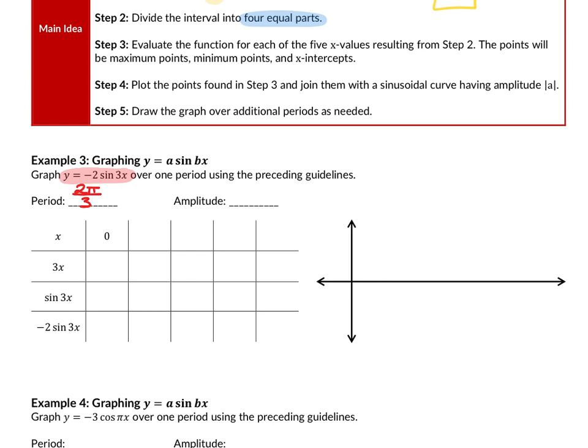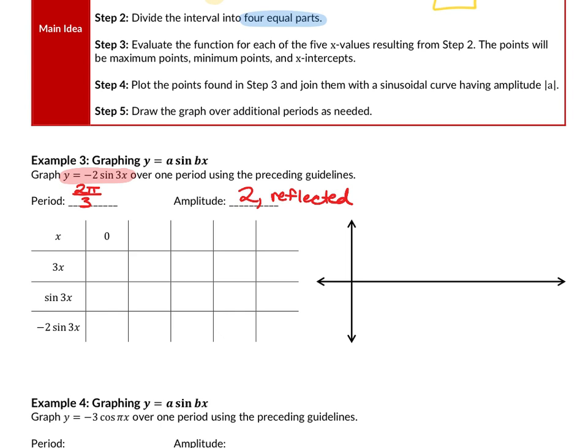Before we move on, what is the amplitude? 2. I'm going to put 2 and I'm going to put a little comment. I'm going to say, but it's been reflected. So remember, amplitude is the absolute value of the number in front of the function. We just need to make sure that we remember this function should be reflected since that number is negative.